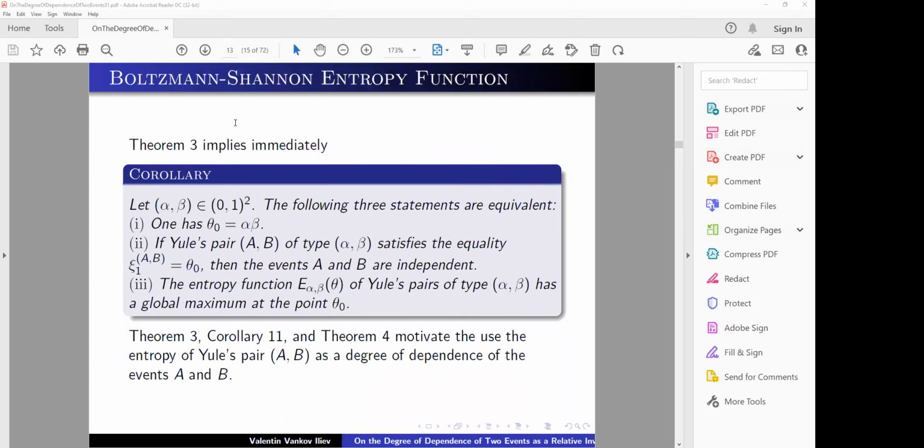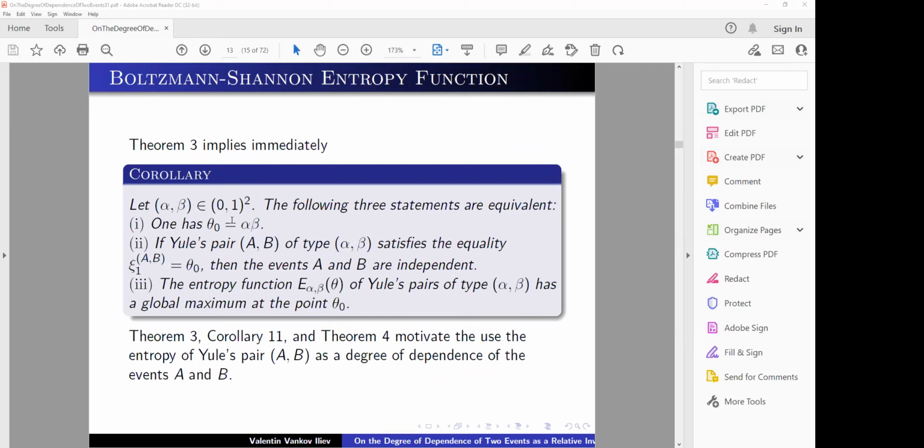Now, from the previous theorem, we get this corollary. This just expresses that at theta equal to alpha times beta is the global maximum of the entropy function.